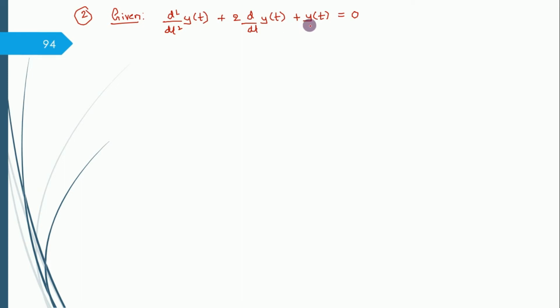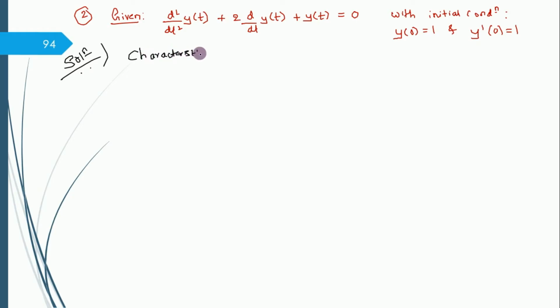Directly they have made the input term 0, and some initial conditions are given. The initial conditions are specified as y of 0 is equal to 1 and y dash of 0 is equal to 1. I had told you earlier that y dash means differentiation of y. These are the initial conditions. The solution goes like this. The very first thing you are supposed to do: I don't write the homogeneous equation, since it is already in that homogeneous equation form, and I directly go for the characteristic equation.